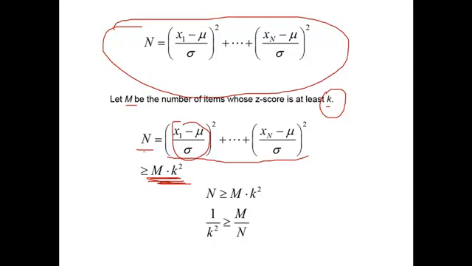Here I've just rewritten it so it will be all together, and then I do some algebra again. I divide both sides by k squared, and I divide both sides by n, so I get 1 over k squared is bigger than M over n.